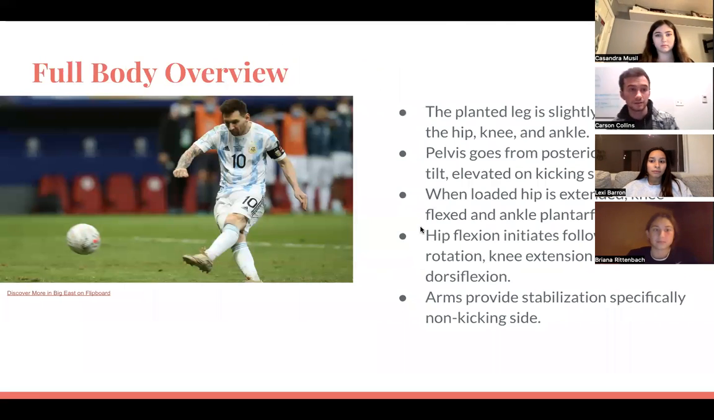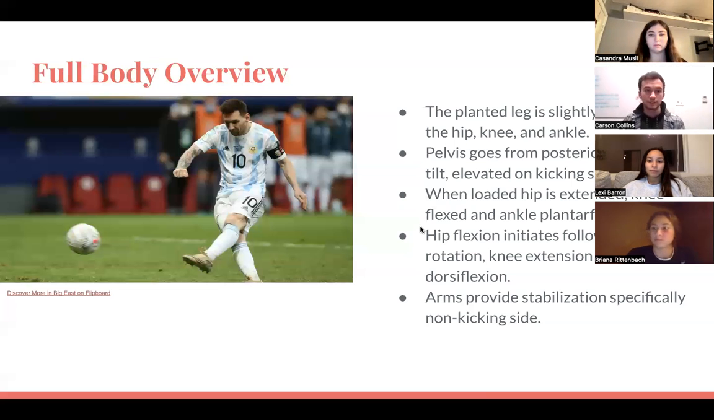And then lastly, our full body review of a soccer kick. We start with the planted leg, all of which, the knee, the ankle, and the hip, are slightly flexed to absorb the planting and the body weight. The pelvis obviously is going to go through hip flexion and extension. However, specifically, it's going to go from a posterior tilt to an anterior tilt with the elevation on the kicking side.